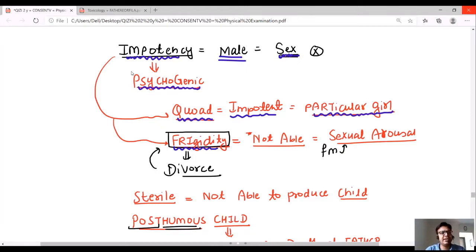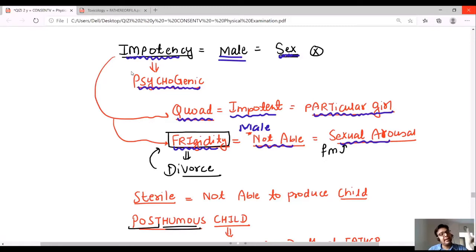Doctor, next word is frigidity. If a male is not able to sexually arouse a female, I am a male but I'm not able to sexually arouse my girlfriend or wife, that means I am frigid. It's a type of impotency. Not being able to perform sex is impotency, not being able to perform sex with one girl is quad, and if you are not able to sexually arouse a girl, that is frigidity.